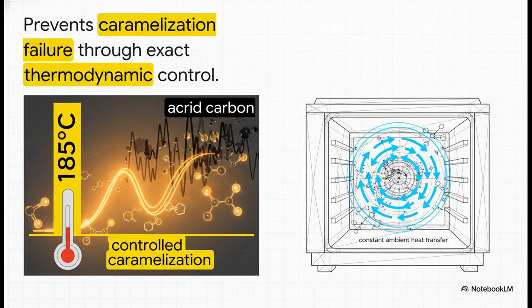This is exactly why professional environments demand the unwavering exact thermal environmental control of the UNOX oven. The UNOX oven's thermodynamic precision ensures that the ambient heat transfer to the sugar is mathematically constant. It prevents what we call caramelization failure, where uneven oxidation completely ruins the chemical balance of the entire dessert.